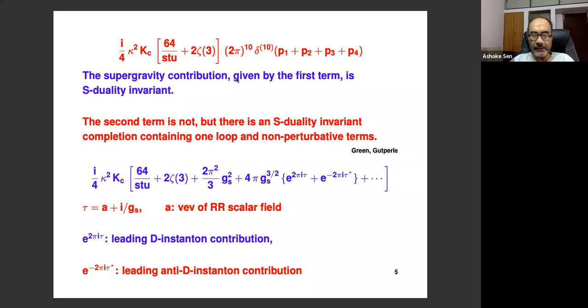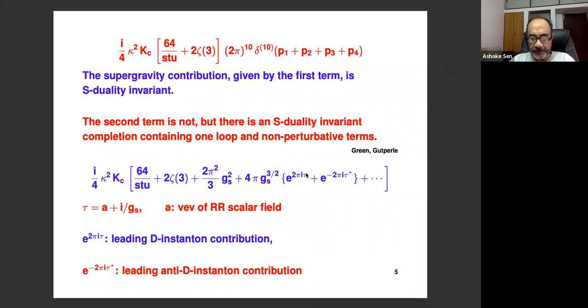But we know that there is an S-duality invariant completion of this term, and that includes a one loop contribution and non-perturbative terms. It's written as the non-holomorphic Eisenstein series. What I have given here is an expansion of that for small, weak coupling. So this is the original term, the Gross-Witten term. This is the one loop contribution, which in fact was calculated before the tree-level contribution by Green, Schwarz and Brink. And then there are a whole lot of non-perturbative corrections, which are given here. My notation here is tau equals a plus i over g_s, where a is the vacuum expectation value of the Ramond-Ramond scalar.